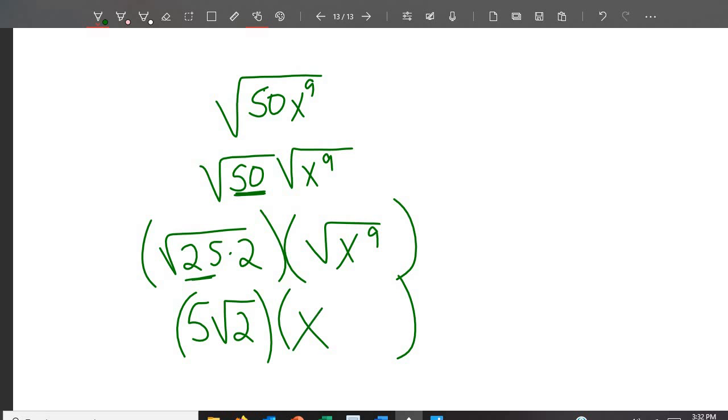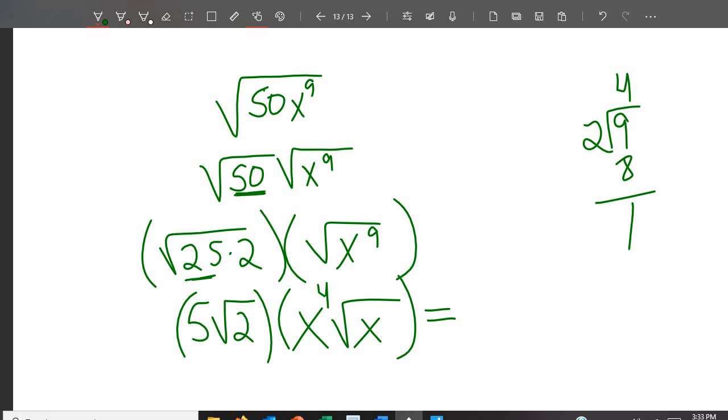For the x's, we're going to have some on the outside and some on the inside. So come over here. Divide 9 by 2. Goes 4 whole times. So we'll have 4 on the outside. Finish it out. We'll have 1 left underneath. I can't leave my answer like this. So put the 5 and the x to the 4th next to each other. Put the 2 and the x next to each other underneath the radical sign. Alright.